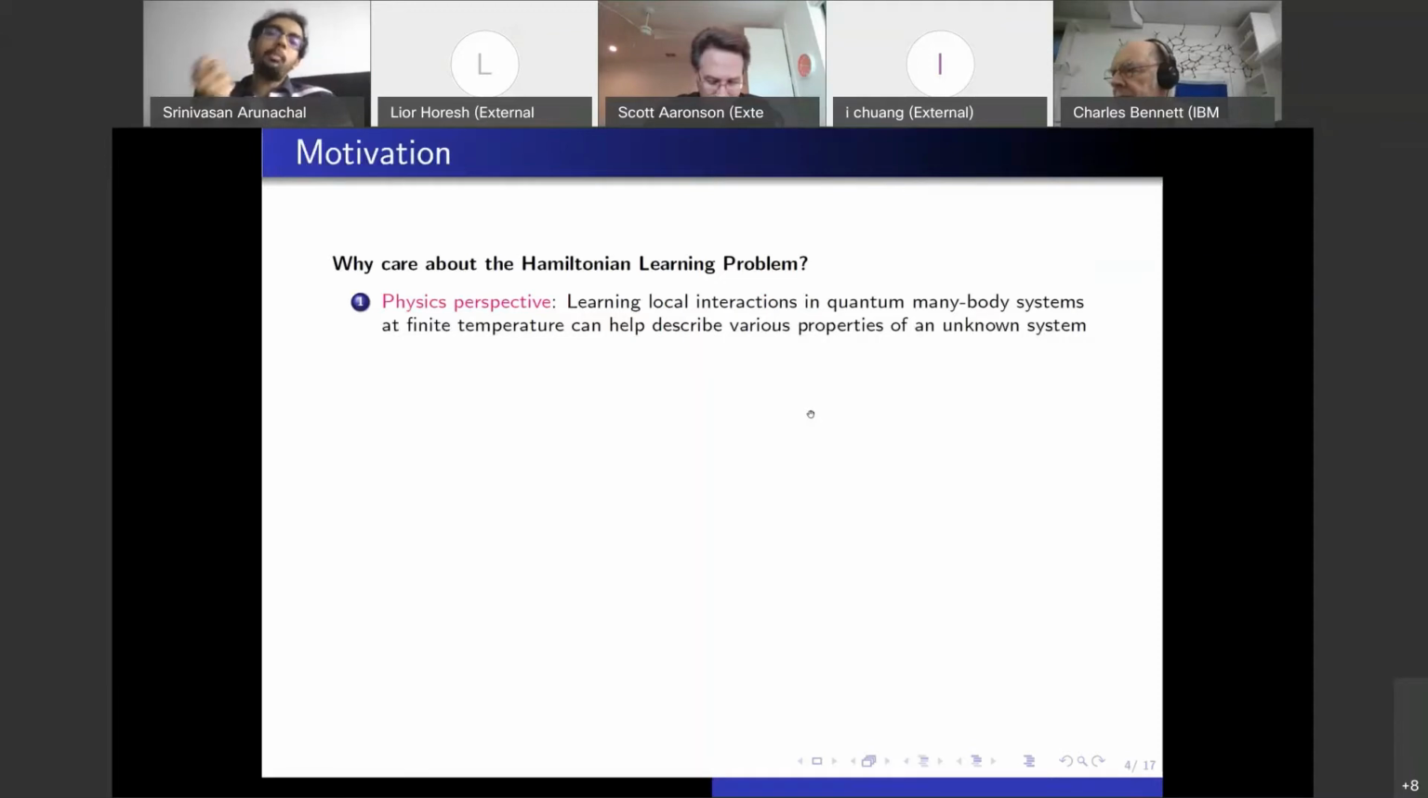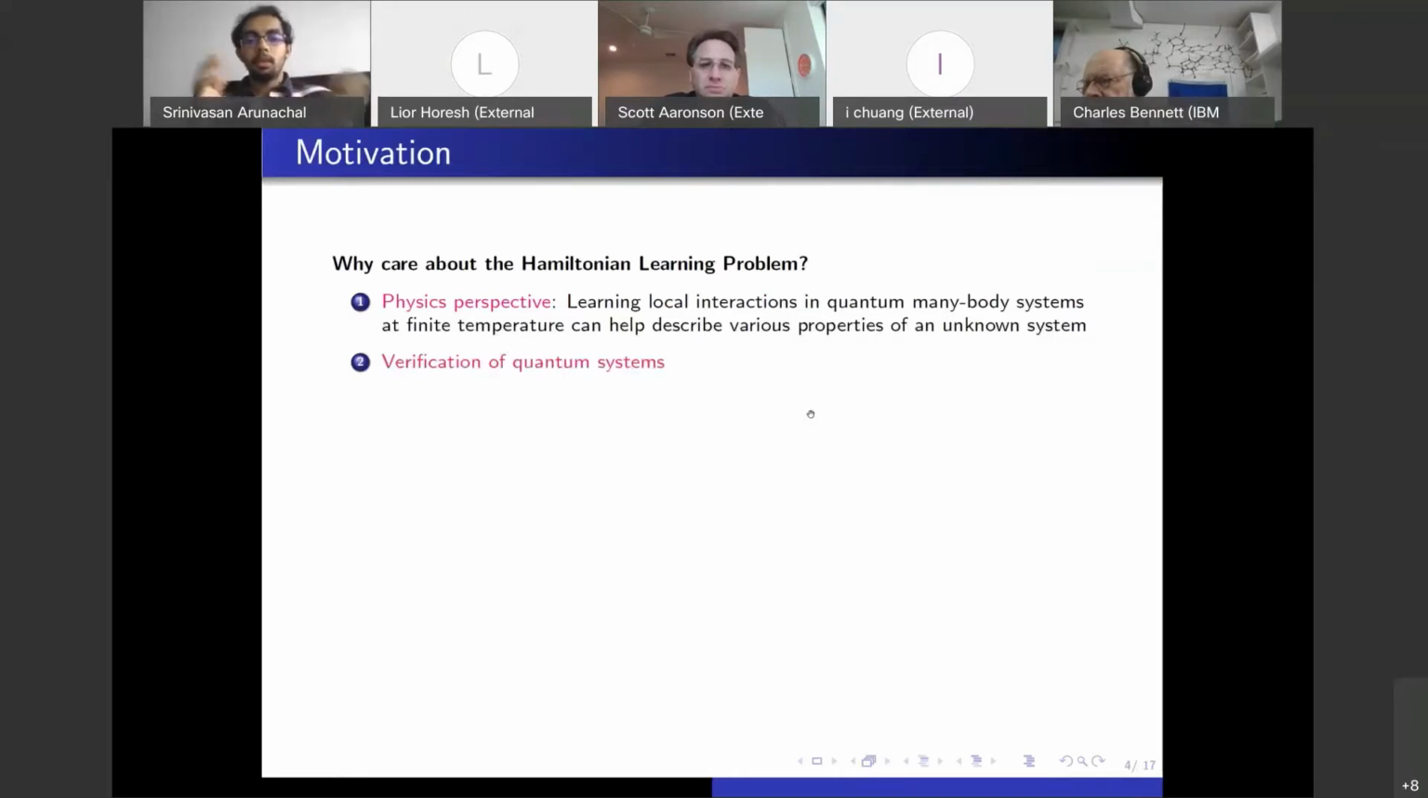One way to learn these properties about the system would be to learn the local interactions. So if you learn these unknown coefficients mu, you'd hope to learn these local interactions, and using these local interactions, maybe you can predict some property about this quantum many-body system. So that's one reason solving this Hamiltonian learning problem would help you predict properties about this unknown Hamiltonian.